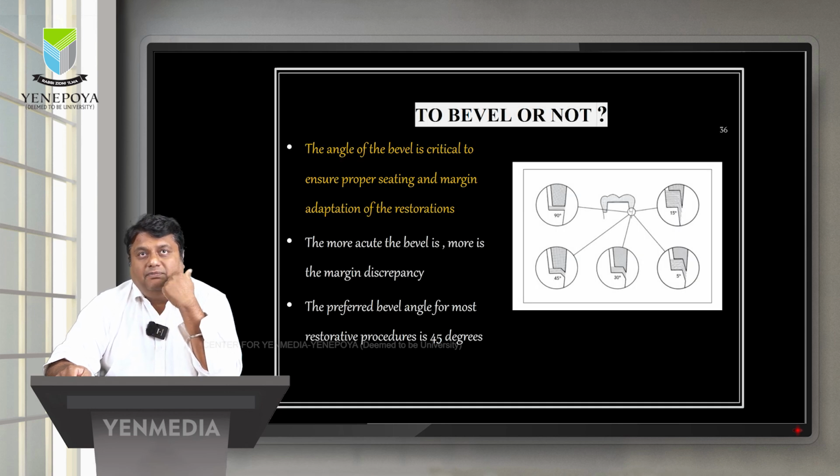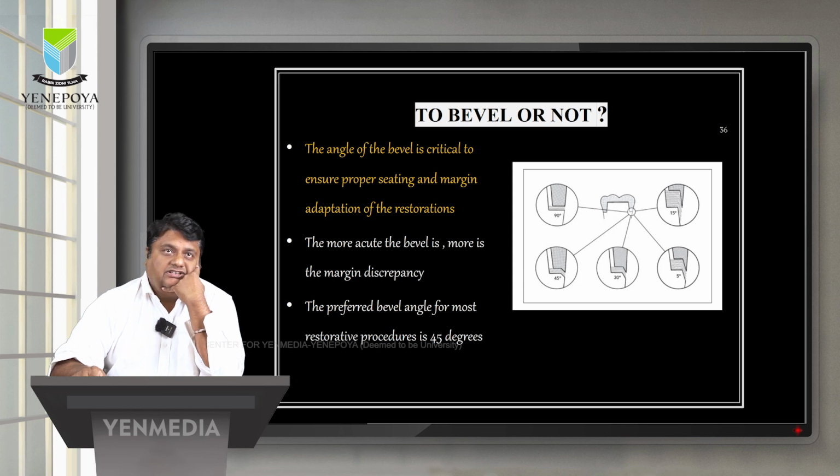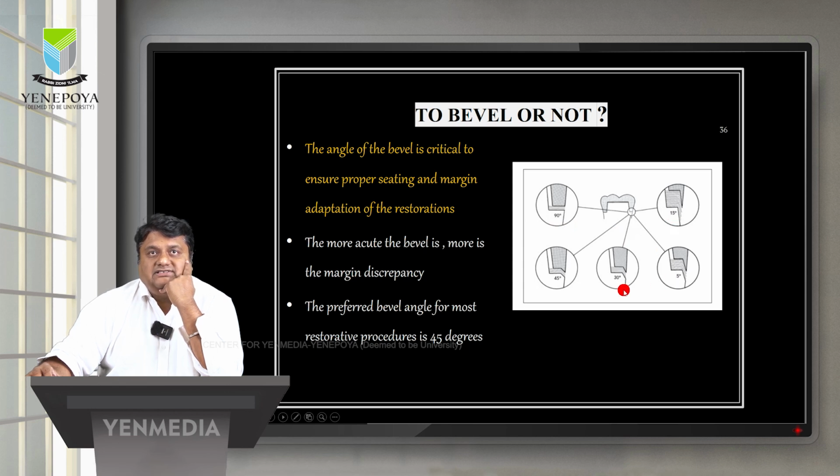Now the question: to bevel or not to bevel. The angle of the bevel is critical to ensure proper seating and margin adaptation of the restoration. The more acute the bevel is, the more the marginal discrepancy. So we have 90 degrees, 15 degrees, 5 degrees, 45 degrees, 30 degrees. If you see, the more acute, less than 90 degrees, the more the marginal discrepancy. The most preferred angle is 45 degrees.